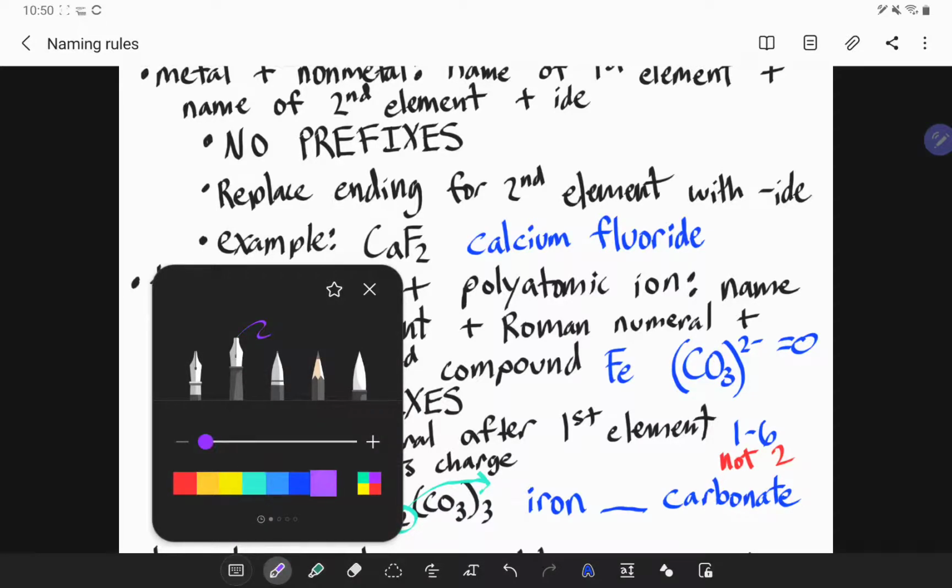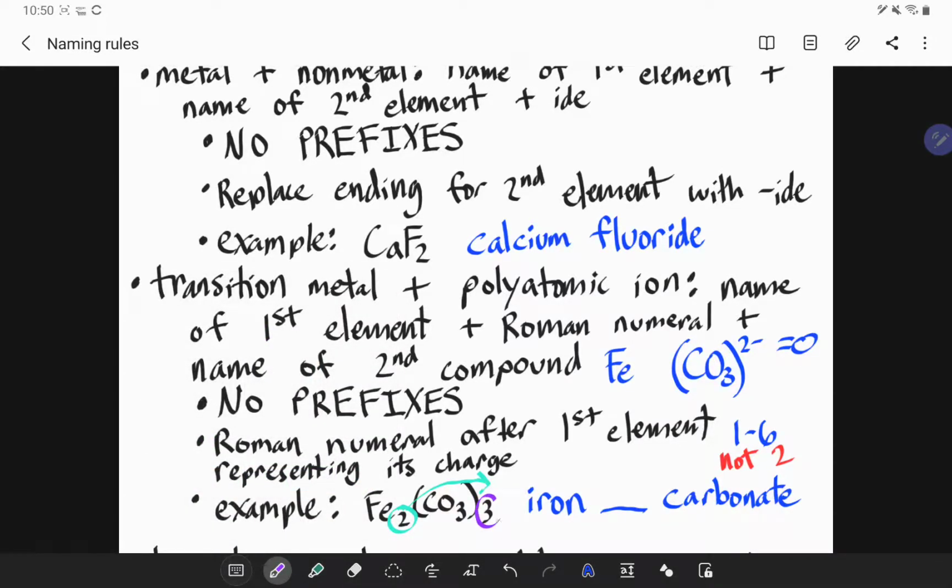And next, if I have a 3 written next to the other element, I'm going to take that number and write it right here. What if this wasn't a 3? What if there was no number in there? Well, then I would put a 1 right here, and the charge would be 1 for iron. But we have a 3 written there, so I'm going to put that 3 up there.